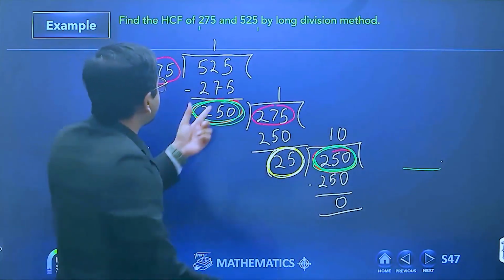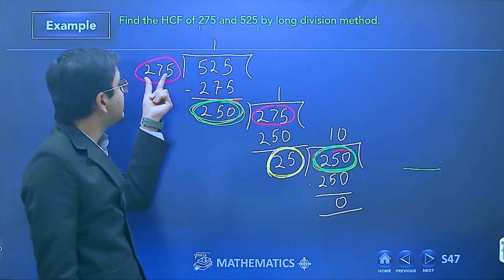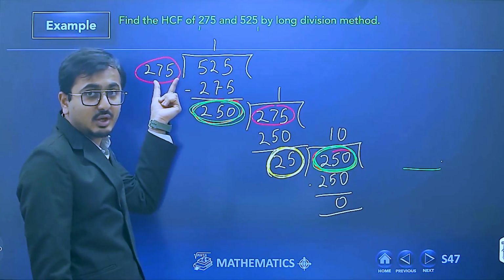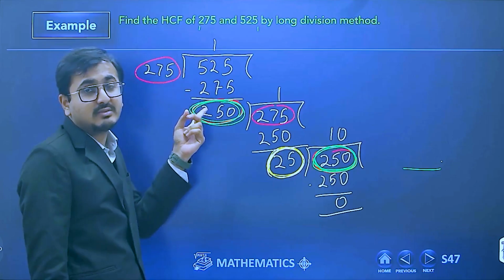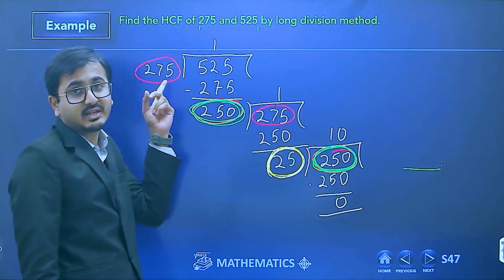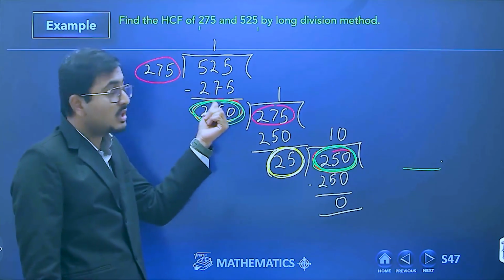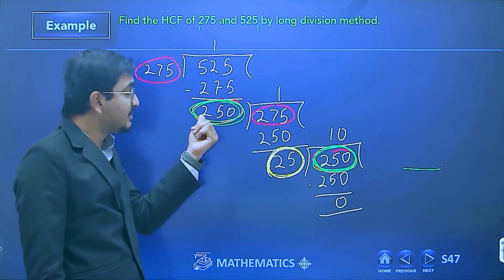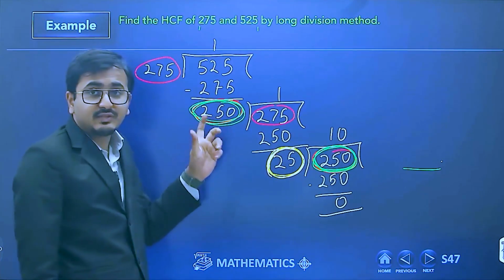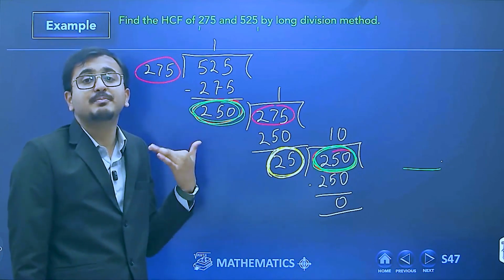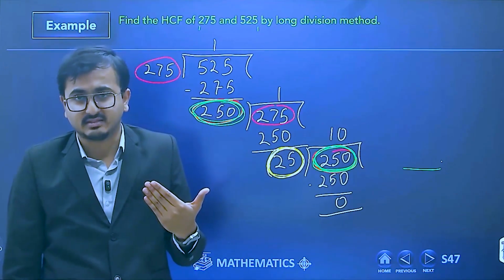First, what did I write? 525. I divided 525 with 275. 275 will go once. Why will it not go 2 times? Because it will go more than 525. So that is 275. 275 once I subtract, I am getting 250. Is 250 equal to 0? No. I should repeat this step until I get 0 as my answer.